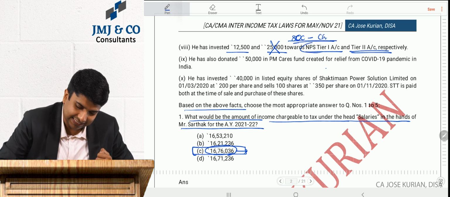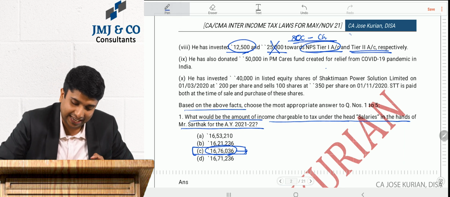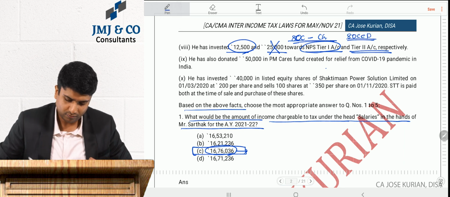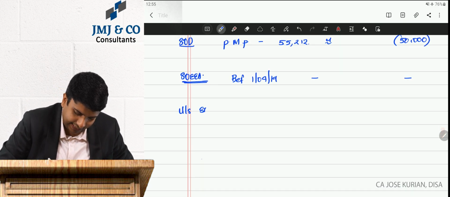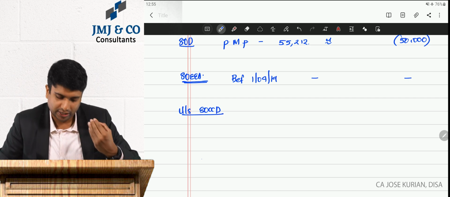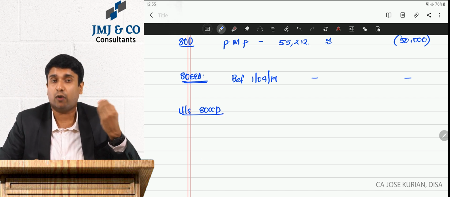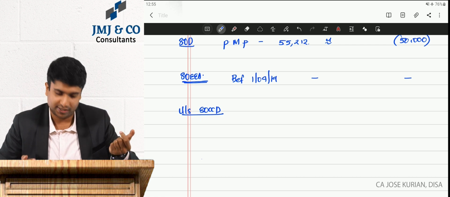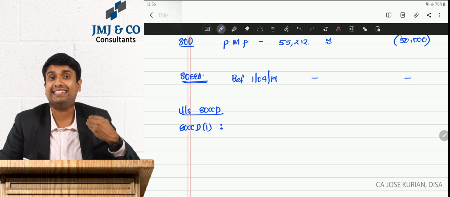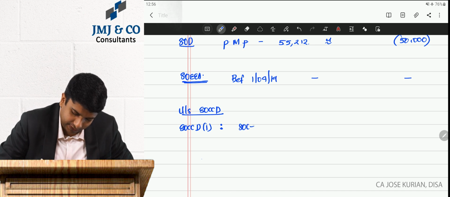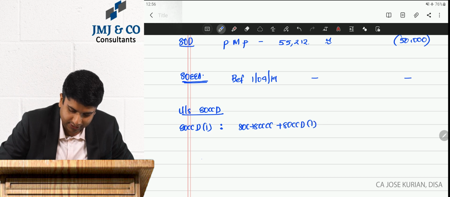Now what about Tier 1? Tier 1, definitely you can claim it as a deduction under 80CCD. Now the question is, friends, under 80CCD there are multiple options. Under section 80CCD, for employee's contribution, you can claim deduction under 80CCD(1) or 80CCD(1B). There are 2 options. Under 80CCD subsection 1 is subjected to the ceiling limit under 80CCE. Hope you remember, 80C plus 80CCC plus 80CCD(1) is subjected to 1,50,000. There is an overall ceiling limit.